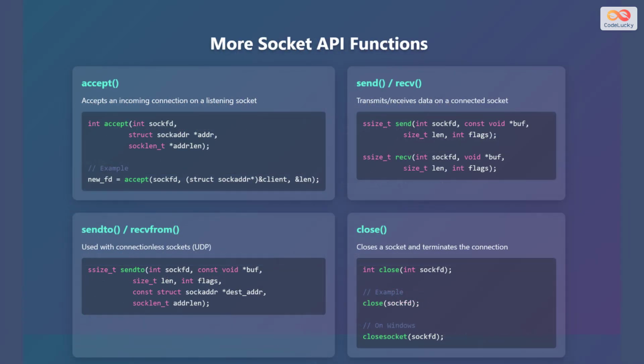Additional socket API functions include the accept function, which accepts an incoming connection on a listening socket. The send and receive functions transmit and receive data on a connected socket respectively. The sendto and recvfrom functions are used with connectionless sockets, for example, User Datagram Protocol. The close function closes a socket and terminates the connection. On Windows operating system, the closesocket function can be used instead.